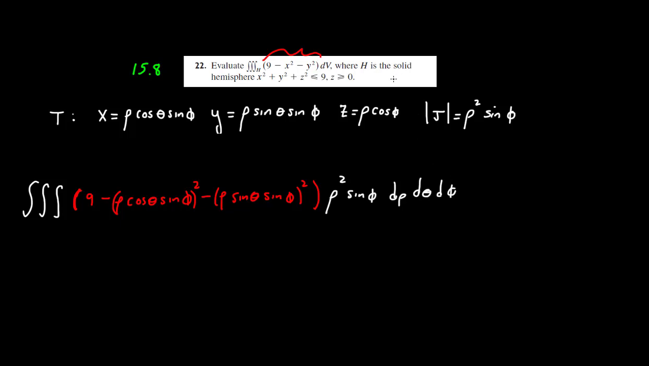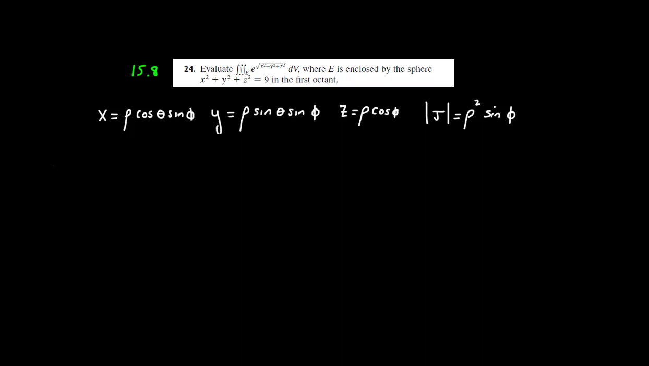Okay, so let's analyze this a bit. H is the solid hemisphere, so it's less than or equal to 9. Z is greater than 0, so we might think of that as the northern hemisphere. Okay, so let's set up. The phi is going to go from 0 to pi over 2, because that'll bring us to the Cartesian plane. And then we go 0 to 2 pi in theta. And then rho is going to go from 0 out to that sphere with radius 3. And there we have it.